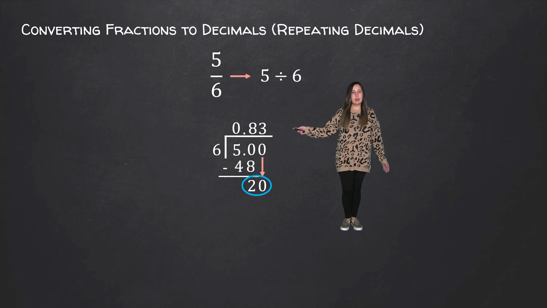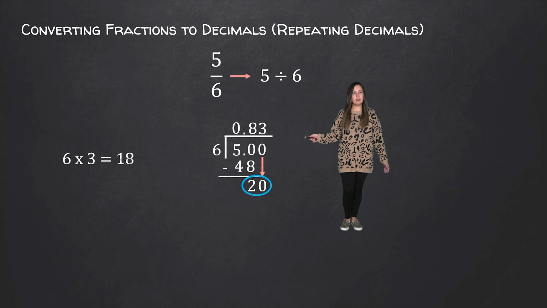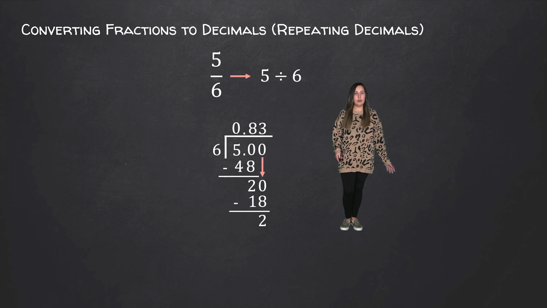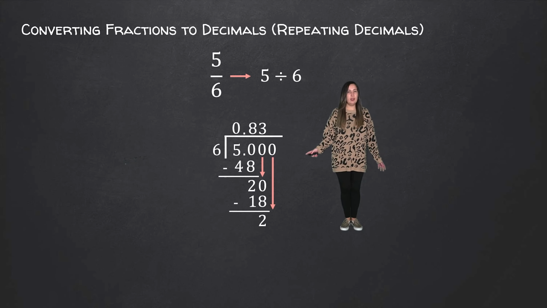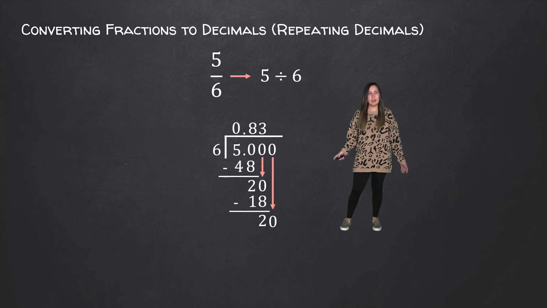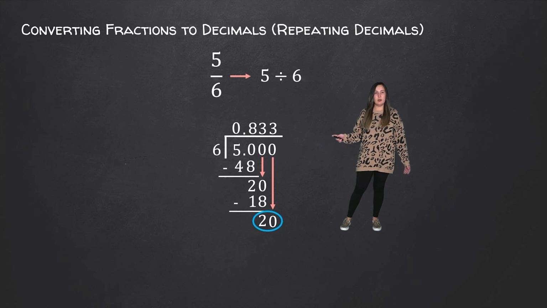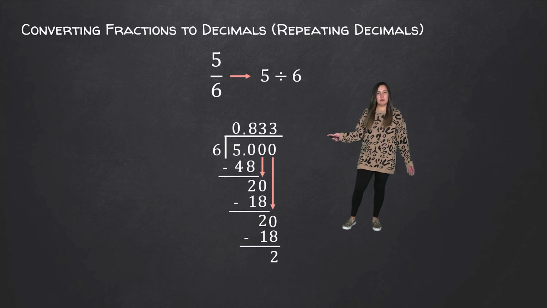6 goes into 20 3 times because 6 times 3 is equal to 18. Then we're going to write the 18 and we are going to subtract. Then we get a remainder of 2. So we add another 0 and bring it down and we get 20 again. Well, 6 goes into 20 3 times because 6 times 3 is equal to 18. We subtract and then we get a remainder of 2 again. So this is going to keep repeating again.